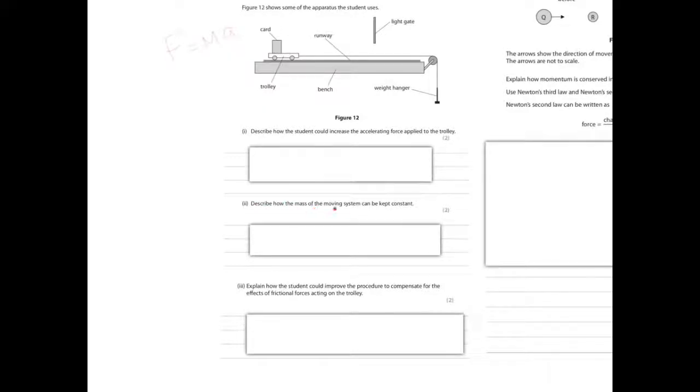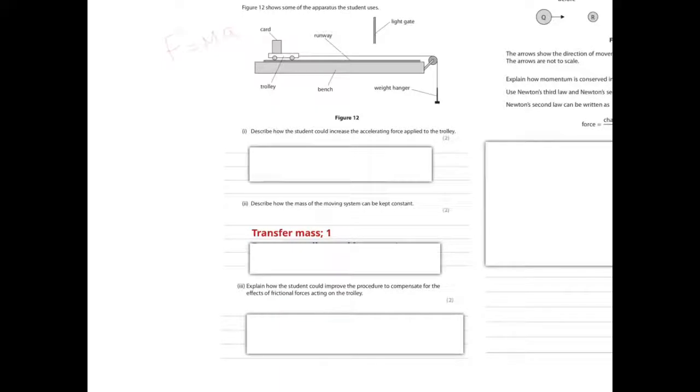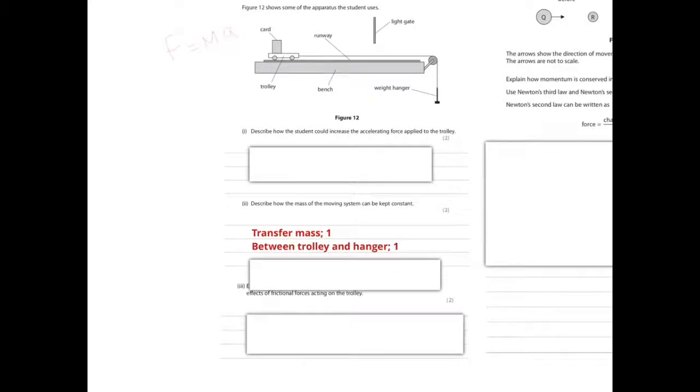This next question is very odd. Describe how the mass of the moving system can be kept constant. It's a very strange question. It wouldn't surprise me if anyone really got this right. But you have to say transfer the mass from here to here, so between trolley and hanger.